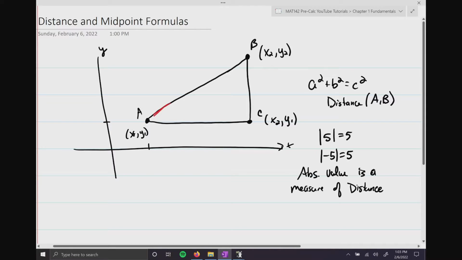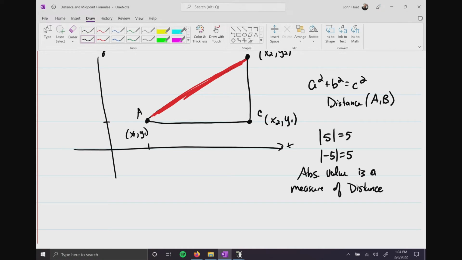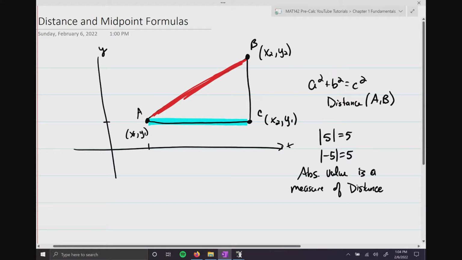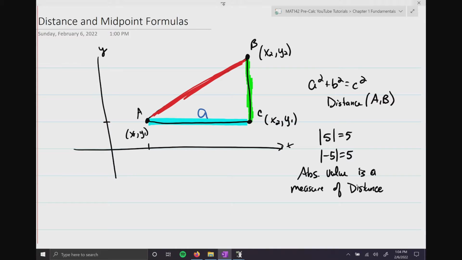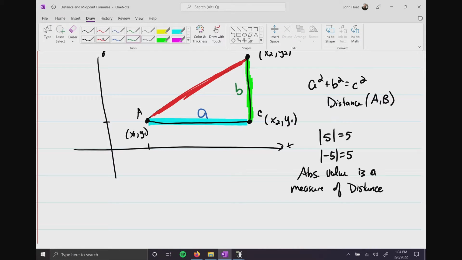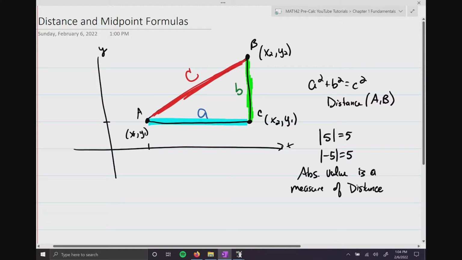So in order for us to find the distance between point A and point B, which I have highlighted here in red, what we need to do is find the distance between A and C, and the distance between B and C. We can call the distance from A to C lowercase a, and the distance between B and C lowercase b, which means in red, our hypotenuse will be the distance from A to B.